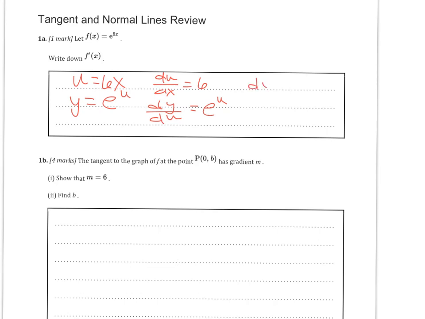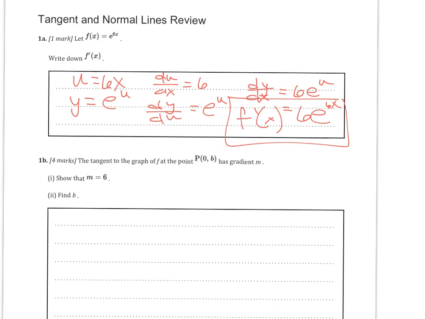So the overall dy dx is 6e to the u, and we do need to make sure we replace u with what we had labeled it. So there is our first derivative, 6e to the 6x.